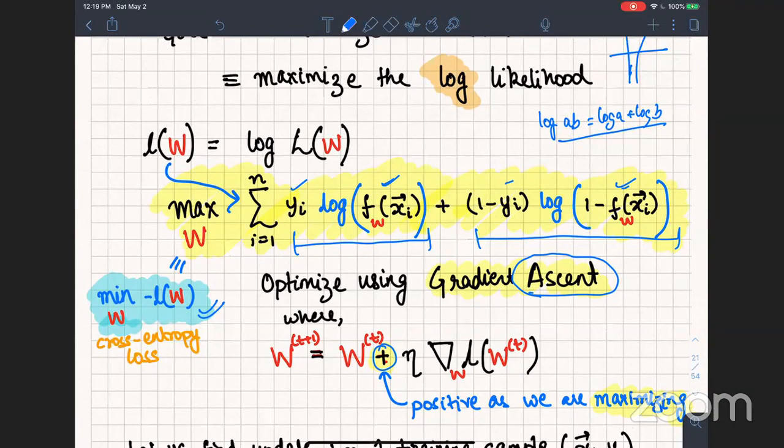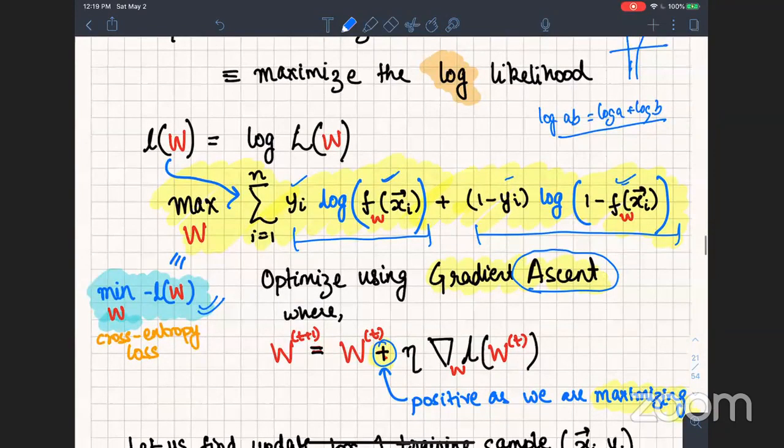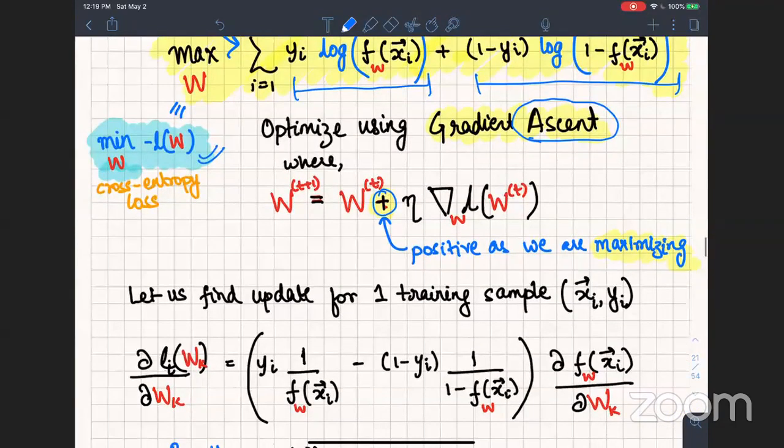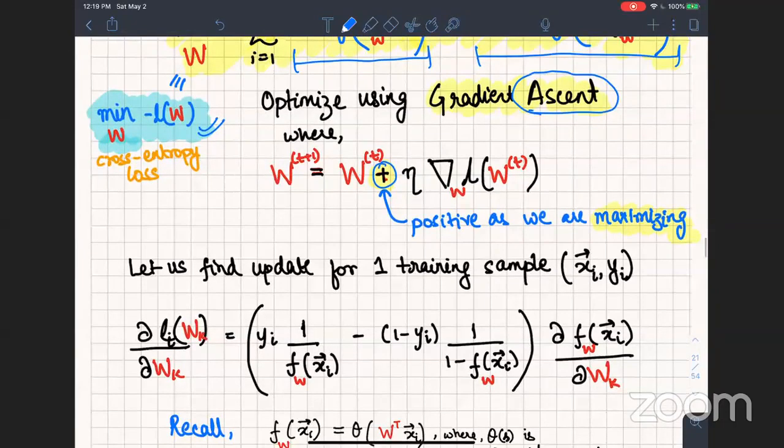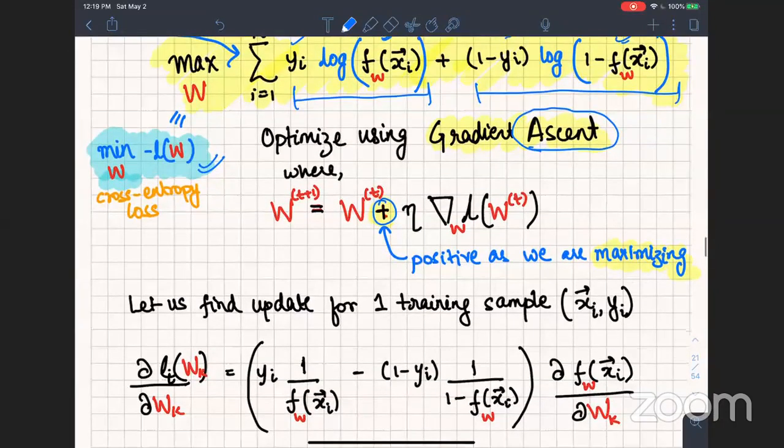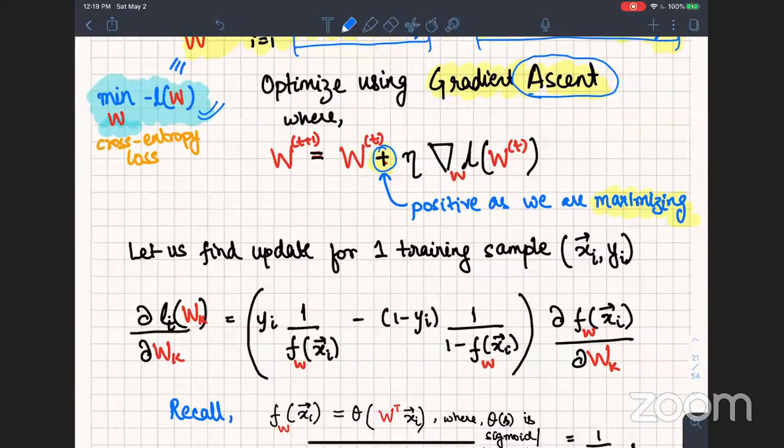Right? So maximizing a function is the same as minimizing the negative of that. So now I'm doing gradient ascent. Right? So if I take only one training sample, this is what my derivative would be. Here I'm taking one training sample and one W. Out of my D parameters of W, I'm just taking WK, where K goes from 1 to D plus 1.